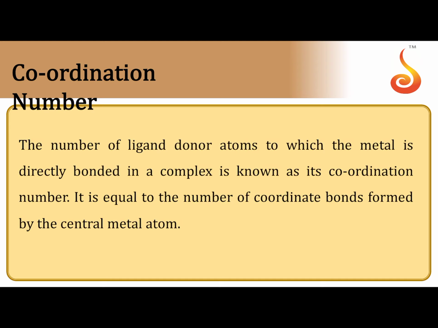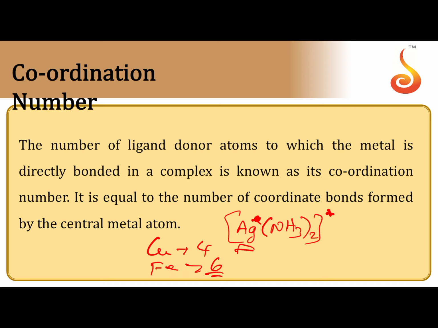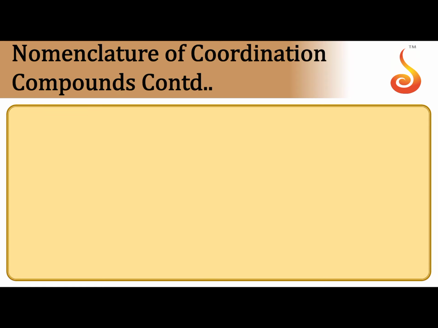The number of dative bonds formed by one single metal atom is called the coordination number. Coordination number is characteristic of a metal. So silver, Ag+, always forms two coordinate covalent bonds. That's why its coordination number is 2. For copper it is 4. For iron it is 6. Generally the coordination number is fixed. But some metals like platinum, according to the situation, can exhibit two types of coordination numbers.